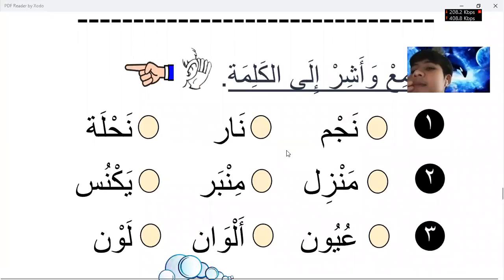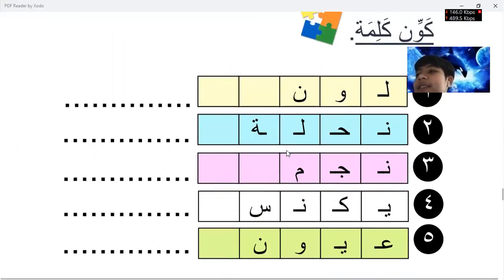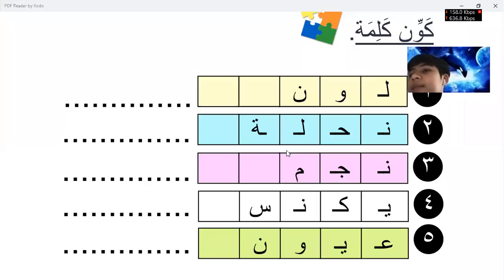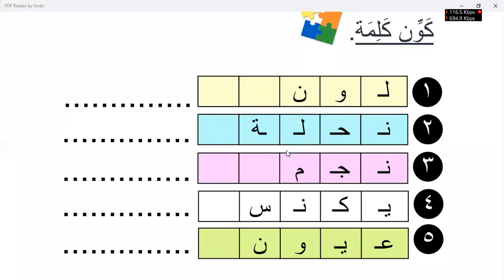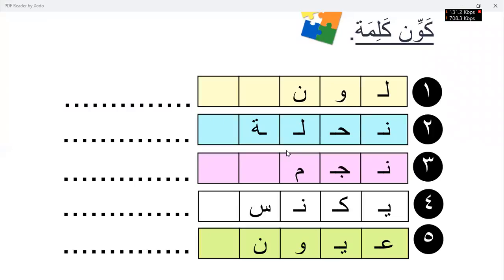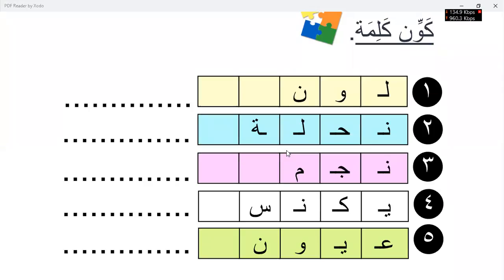Istame wa shilil kalima. Fire. Pulpit. Color, colors. Kawin kalima, make the word. Tell me the meaning also. Lawan, color. Good. Nahla, bee, honeybee. Najm, a star. Good. Yakunusu, he is sleeping. Correct. Uyun.